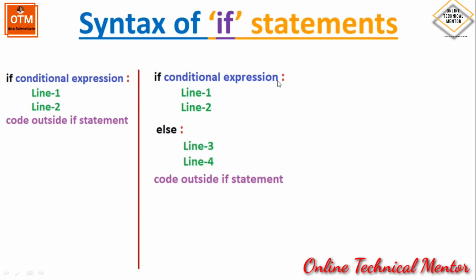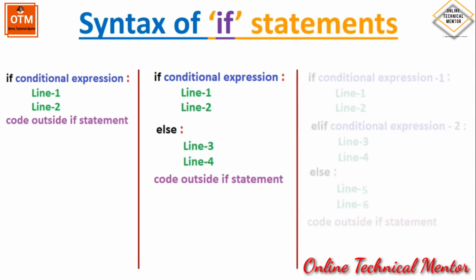If this condition becomes false, it will move to the else part and execute line 3 and line 4, which are indented under this else part. So in this if else structure, either it will execute the if part or the else part, but not both at a time. Then it will move to the code outside the if statement. Let me show you another structure of the if else statement.